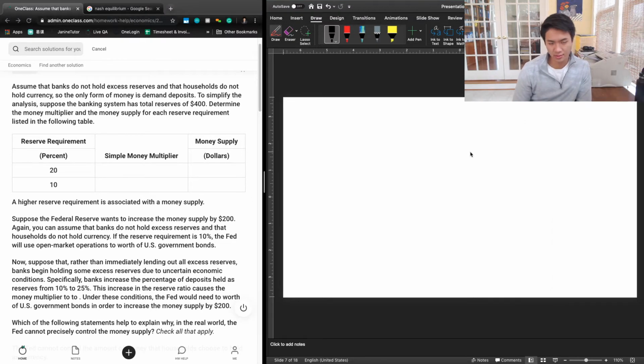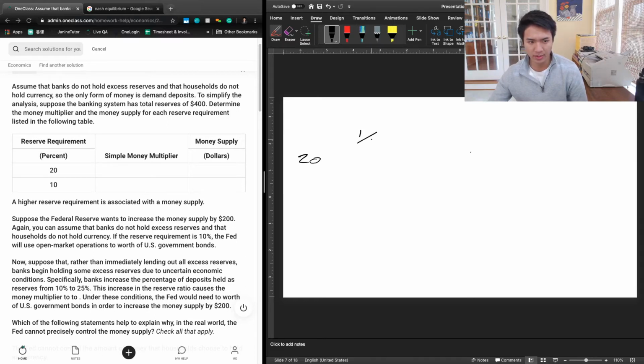Determine the money multiplier and the money supply for each reserve requirement listed in the following table. What we first have is reserve requirement percentages of 20 and 10, and then we want to fill in the rest for the simple money multiplier and money supply. First, the simple money multiplier given a reserve requirement of 20%. The money multiplier is given by 1 divided by the reserve ratio, and 20% is 0.2. 1 divided by 0.2 is going to give us 5, right?